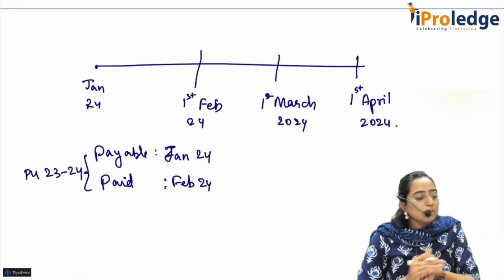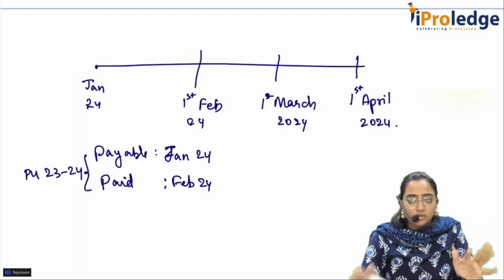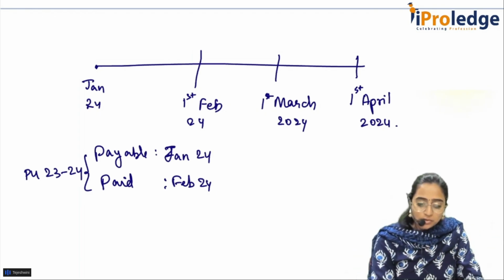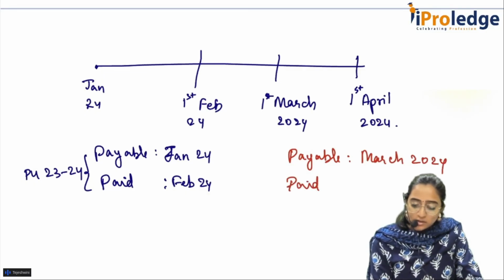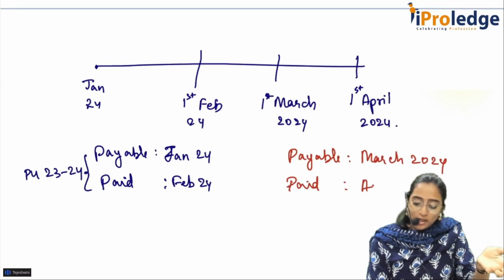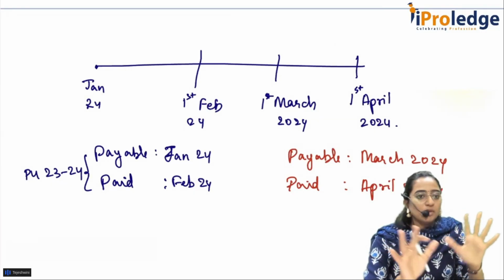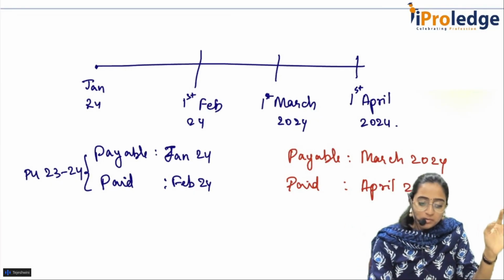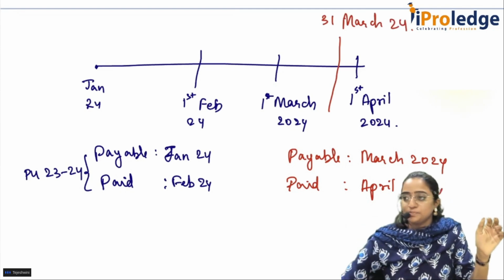Feb month: when is the payable created? Feb. When is it paid? March, which is the PY 23-24 only. But when it comes to March, the payable is created in March 2024, and paid in April 2024, or as per the company norms. Here no difference at all. The company is doing their work as usual. But the problem is that you are going to have 31st March 2024 coming up.